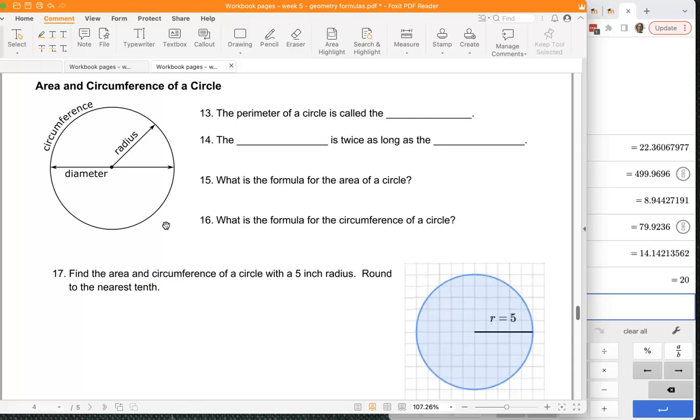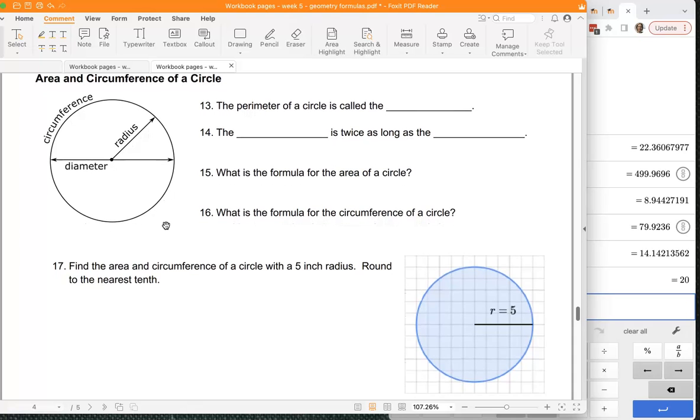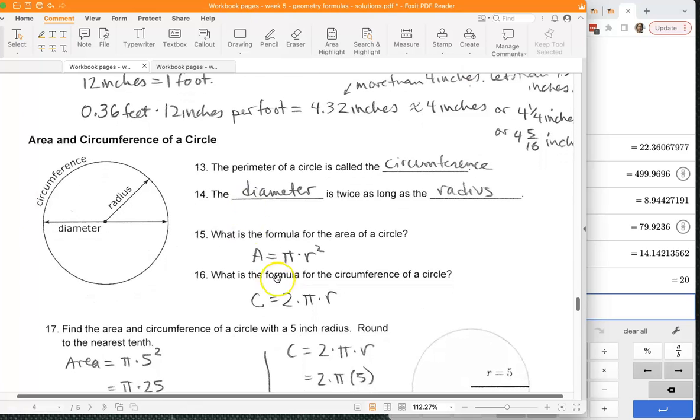So here's a little review for you on area and circumference of a circle. I would recommend writing down everything you know. It might be review. And then we're going to work out finding the area and circumference of a circle with a 5-inch radius. Here it is. If the radius is 5 inches, the diameter is 10 inches, and often people refer to circles by their diameter, but the formulas are given in terms of the radius, pi times radius squared. Circumference is 2 times pi times r.